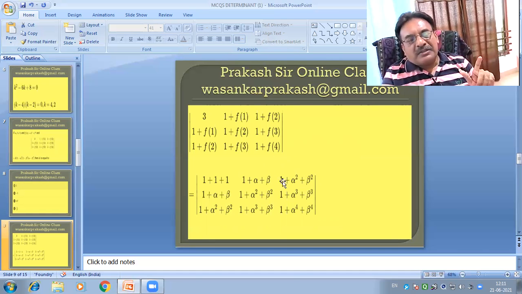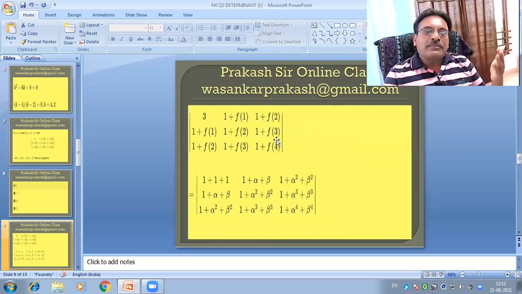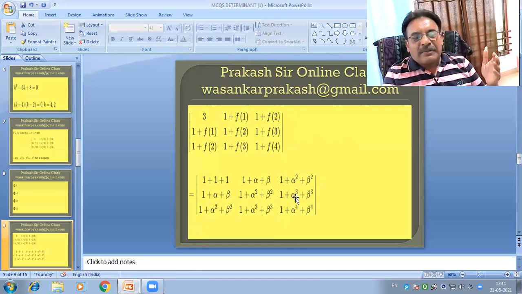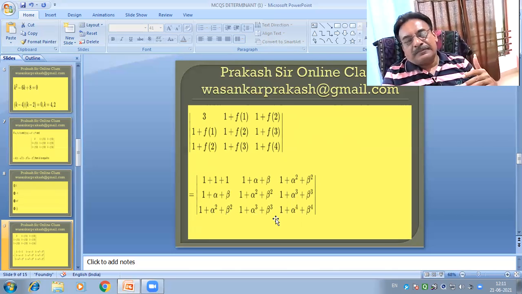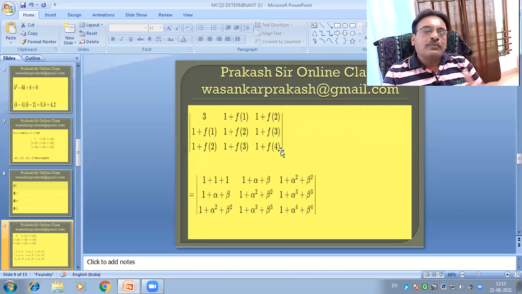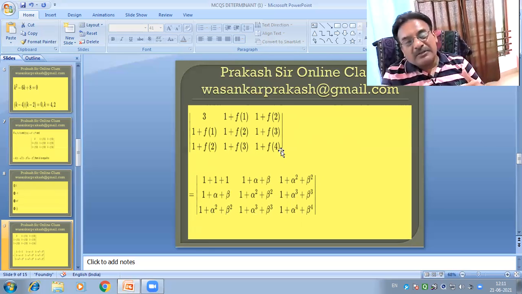1 plus f of 3. So 1 as it is plus f of 3. By putting n equals 3 in f of n equals alpha to the power n plus beta to the power n, we get alpha cube plus beta cube. 1 plus again f of 2, 1 plus alpha square plus beta square. 1 plus f of 3, 1 plus alpha cube plus beta cube. 1 plus f of 4, by putting n equals 4 in f of n equals alpha to the power n plus beta to the power n, we get 1 plus alpha to the power 4 plus beta to the power 4.